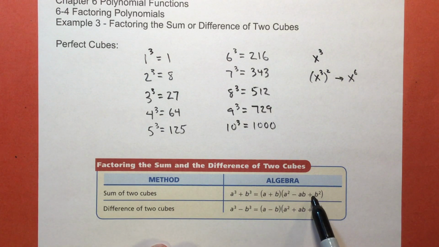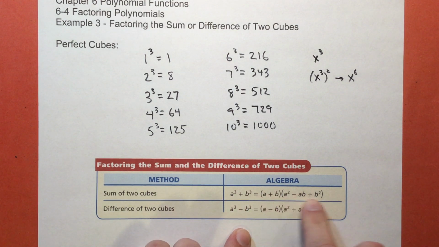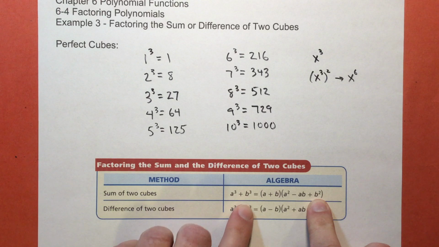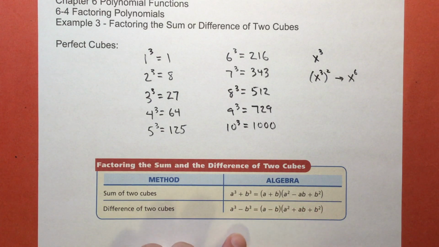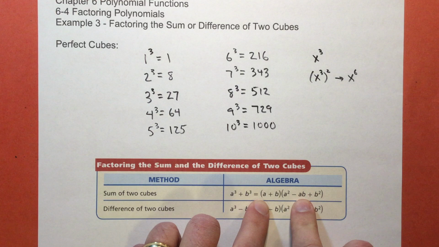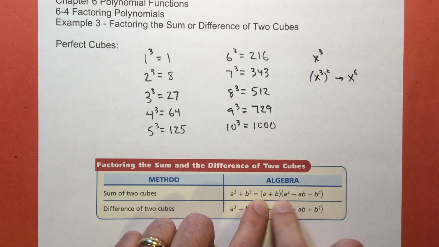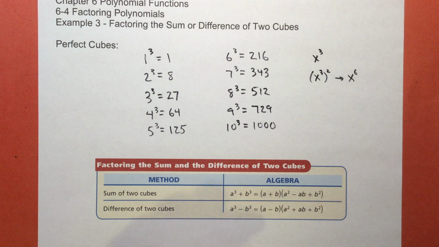Take this and multiply by that, and then what's going to happen is you're going to get a times a squared, which is a cubed. You get the b times the b squared, which is b cubed. But everything else, I don't like to use the word cancel, is going to add up to zero. So when I get a times negative ab, I get negative a squared b. And when I get b times a squared, I get positive a squared b. Those two are going to add together and get zero. So the middle term is going to disappear.